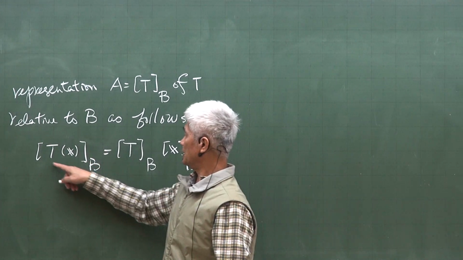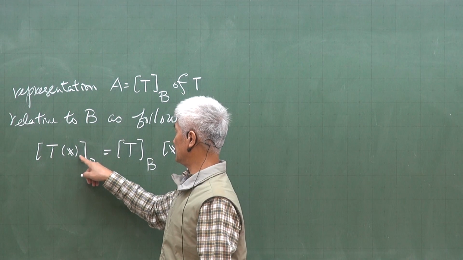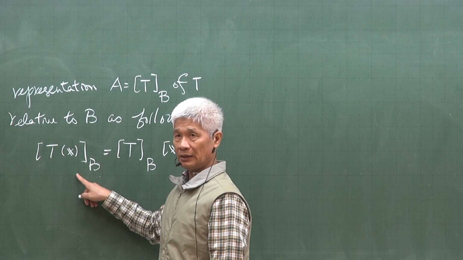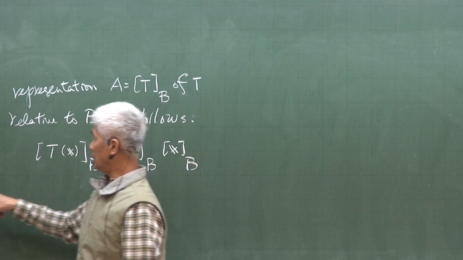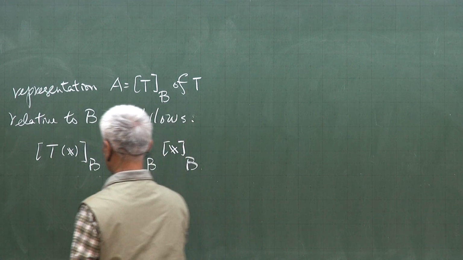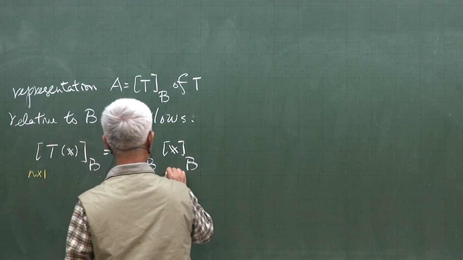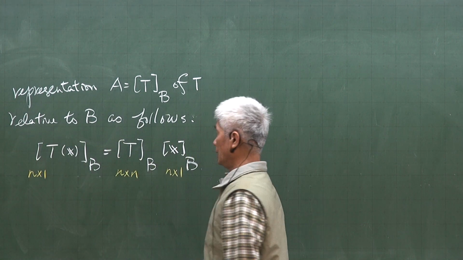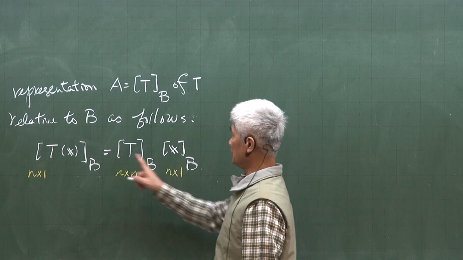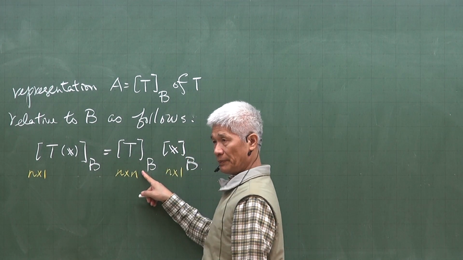So this is the function value at x relative to the basis. So it's a column vector in Rn. So this is n times 1, this is n times n, and this is n times 1. So this is a column vector in Rn, and this is a matrix, an n by n matrix.